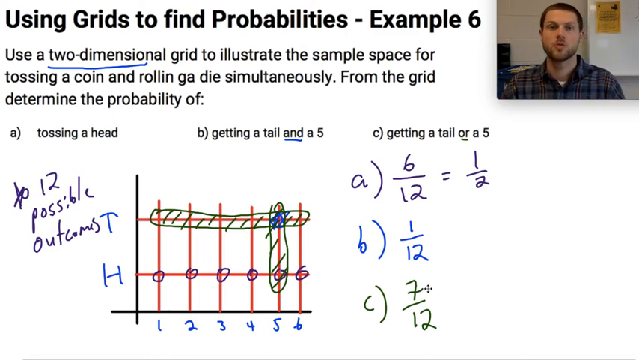So the grids can kind of help us to see what the successes are, and we can count that sample space just like we did before.